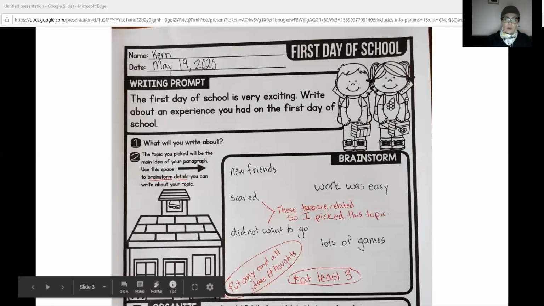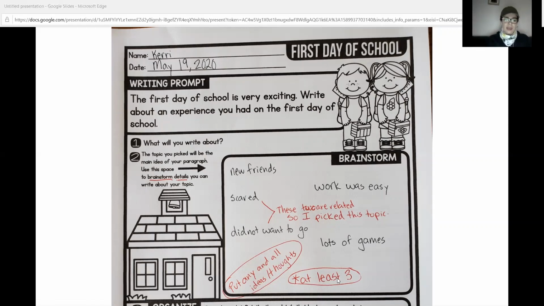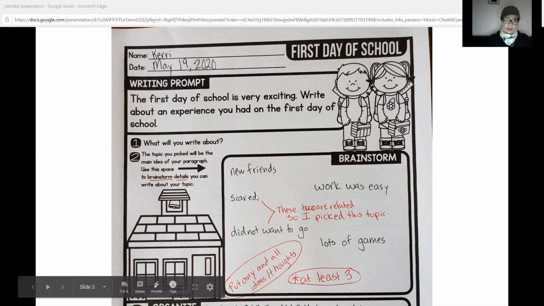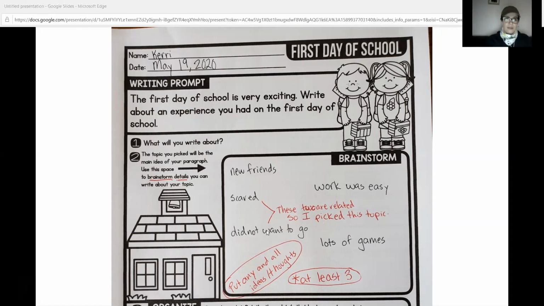I want you to put down any and all ideas that you have, at least 3 of them. Sometimes you guys want to just write 1 idea, 2 ideas, write as many as you can, but at least 3. For my example, I noticed that scared and did not want to go kind of went together. They kind of mean the same thing, actually. And if you notice that a few are kind of related or meaning the same thing, you can group them. So I picked that these 2 are the same, so I picked them as my topic. So that's going to be my topic for my paragraph, that I was scared and I didn't want to go to school on the first day.